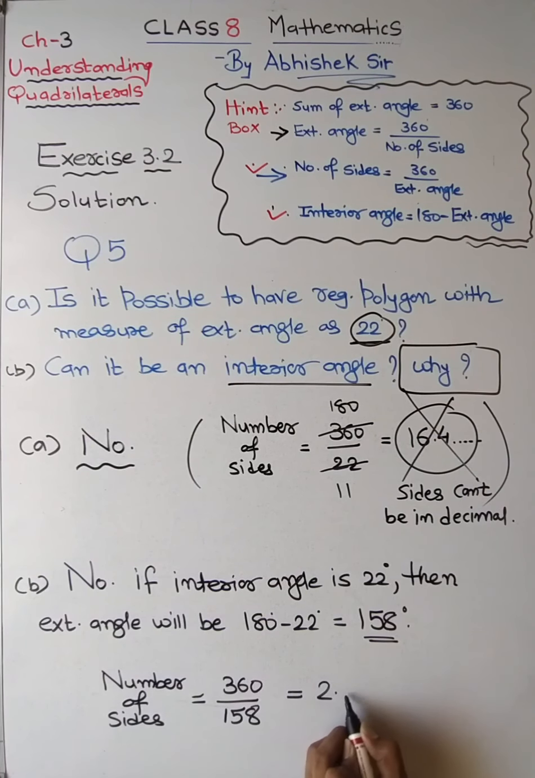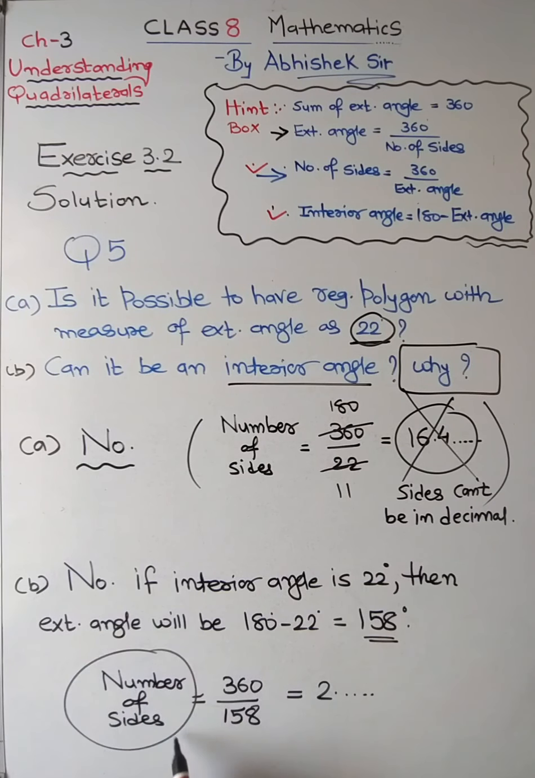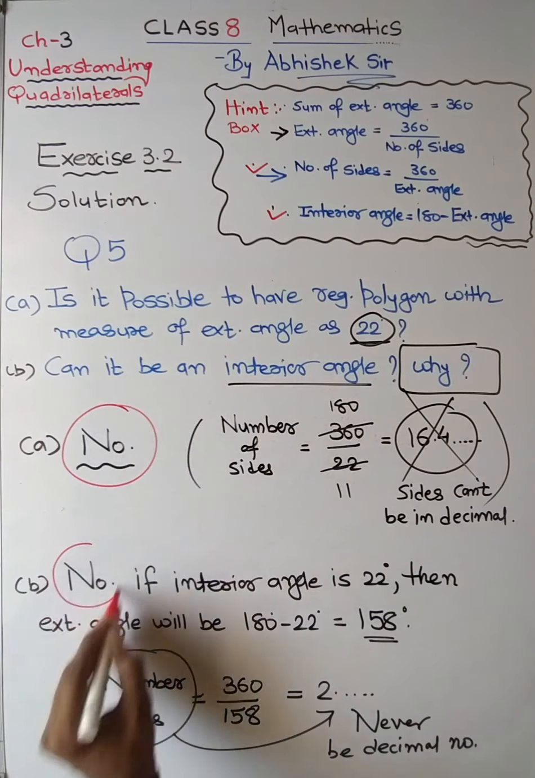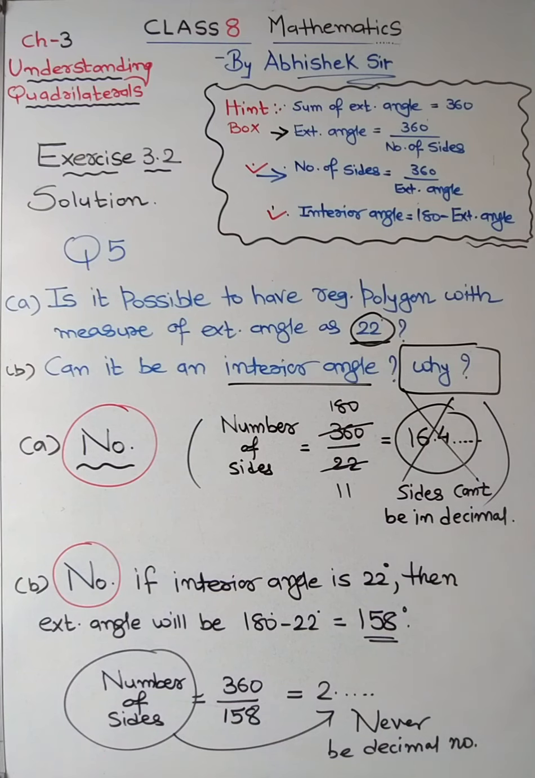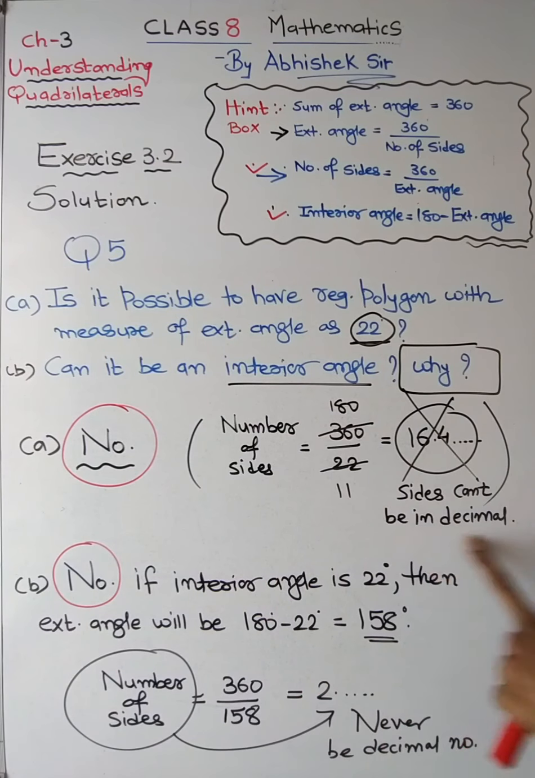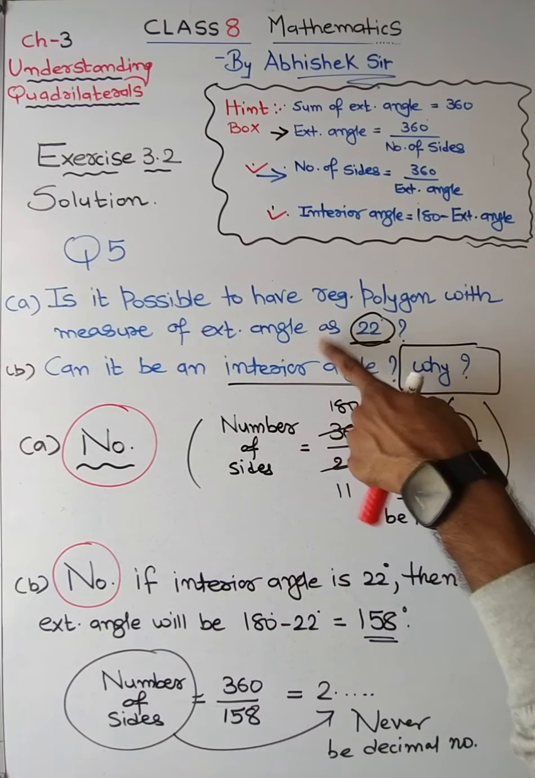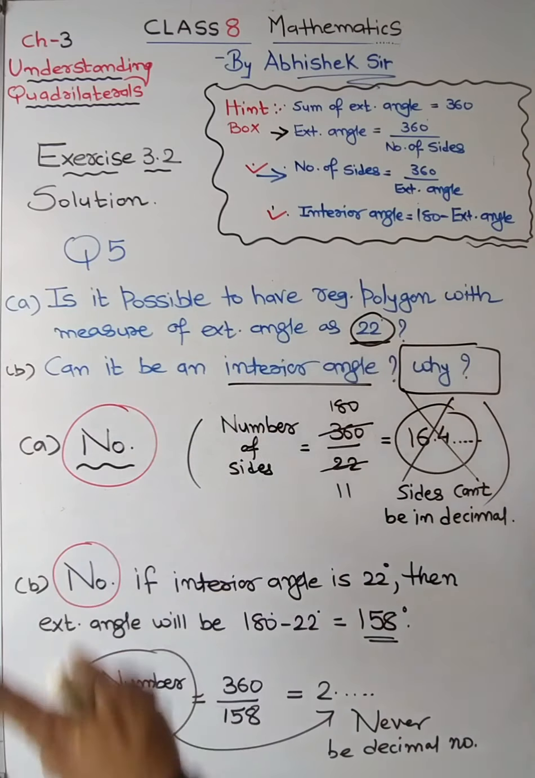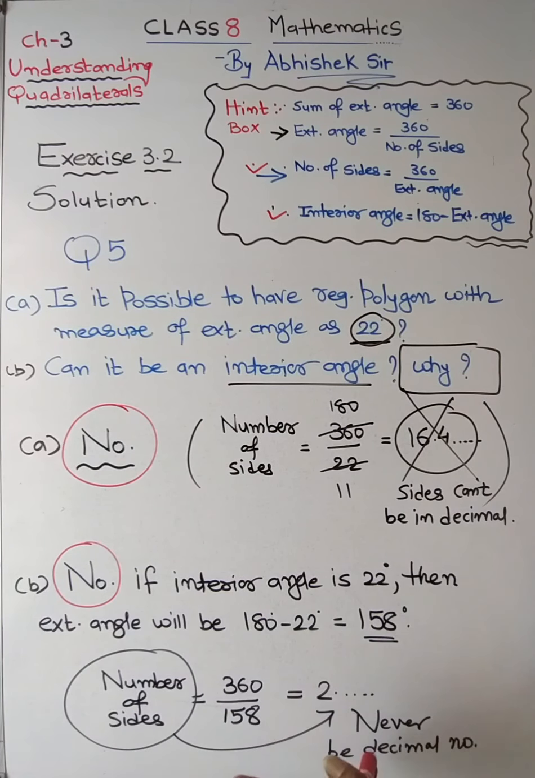The value might be 2 point something. And again, the number of sides can never be a decimal number, right? So in both the cases the answer is no. And both the answers can be verified by using this formula. Because the number of sides can never be in decimal, that is why 22 is not possible as an exterior angle and 158 is not possible as an exterior angle. Clear?